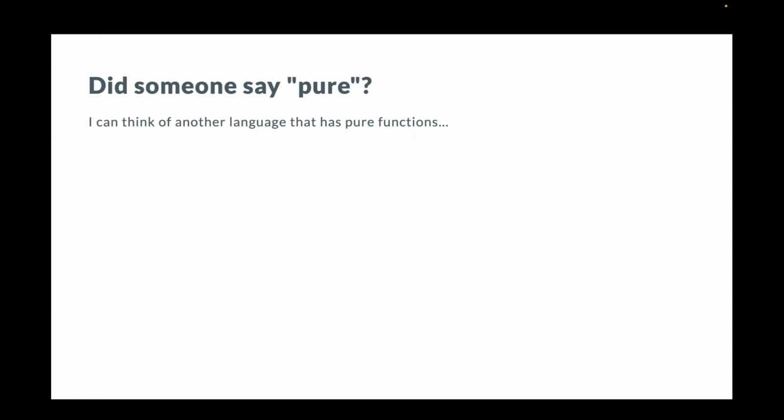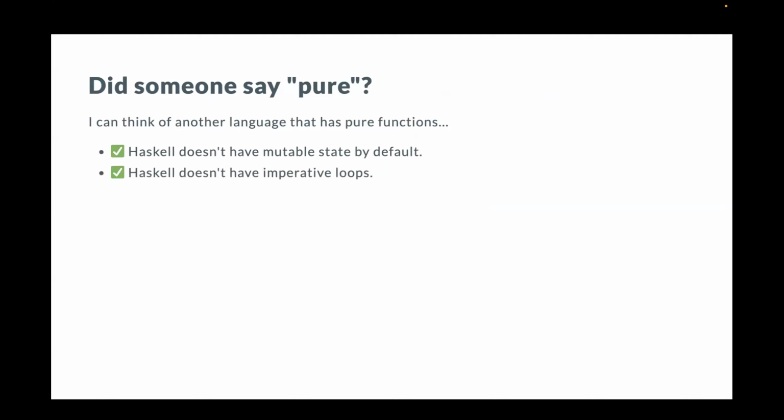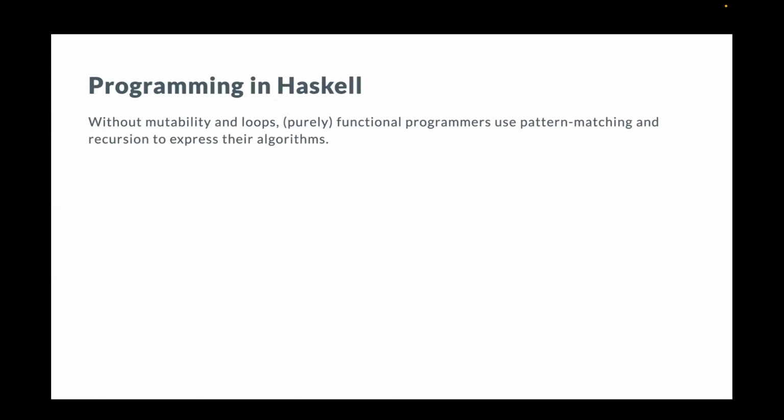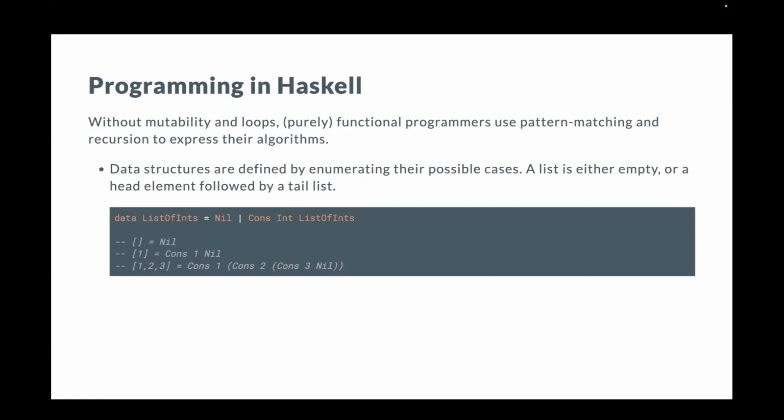But if you say the word pure, you might think of a different language that has that word associated with it. And the language I'll talk about here is Haskell. So Haskell does not have mutable state by default, though you can do some weird things. Haskell doesn't have imperative loops in the traditional sense, and Haskell functions are pure with the exception of some escape hatches. And yet, Haskell programmers are pretty productive. So they achieve this in functional programming languages by using pattern matching and recursion to express their algorithms instead of loops and things like that.